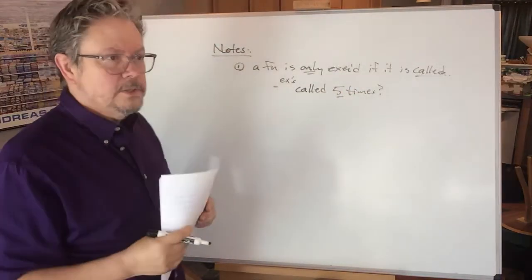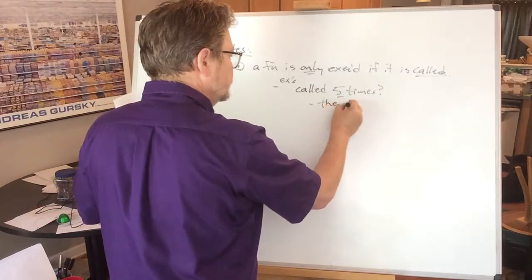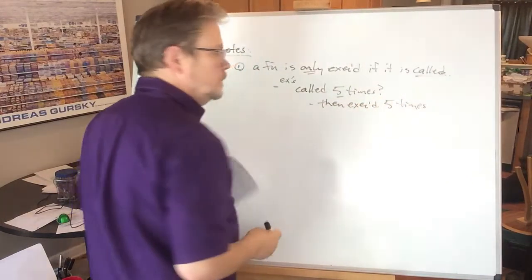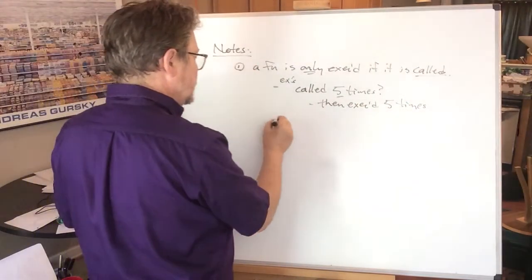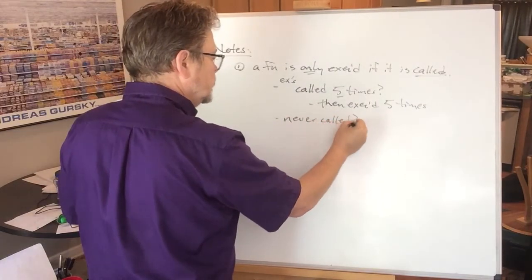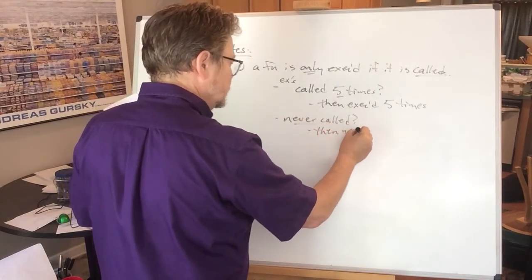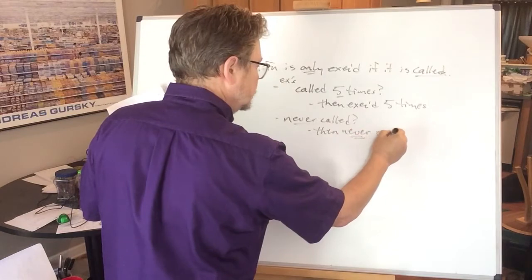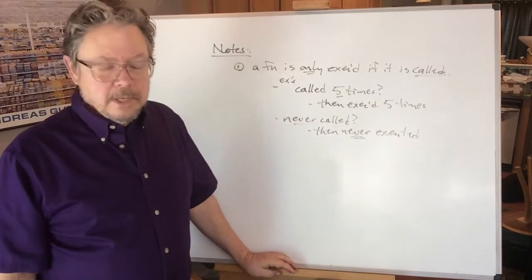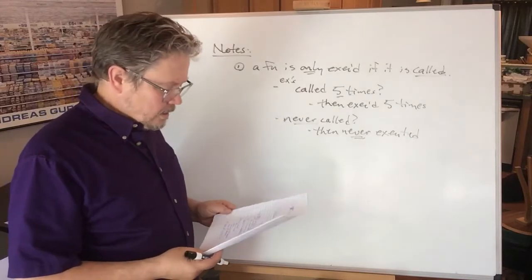What is this? Well, maybe it's in a loop. Maybe it's in a for loop that executes 5 times. Then the function is executed 5 times. Of course it is. Or wait, never called. In other words, called 0 times, then never executed. If you want to make sure your function does what it's supposed to do, then you got to make sure that you call it somewhere. Otherwise, it's not going to do anything whatsoever, and you won't know whether you've got your logic in it correct or not.